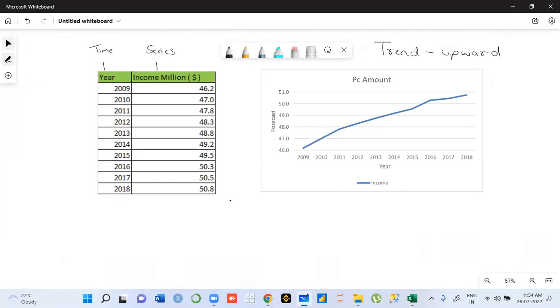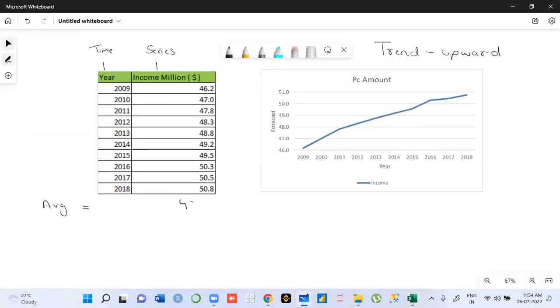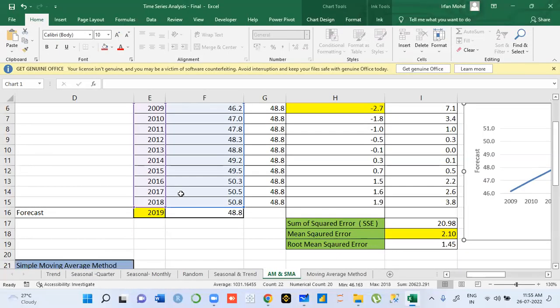Next, when I say average method, what I do is compute the average of this. I get the average as 48.8. Can I say this average will be used as a benchmark? So for any year that comes, my average income will be 48.8. So for 2019, the value is 48.8. This becomes the benchmark because the average is the value which represents the entire column. So we say on an average, income for the company is 48.8. So I take this as the forecast. Clear. So I get all my forecast values.